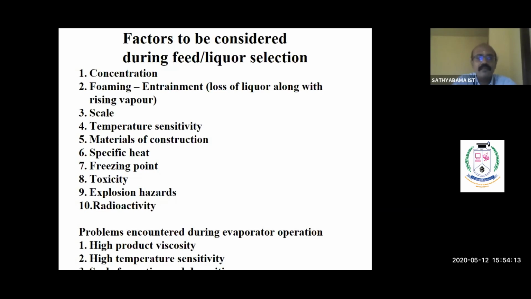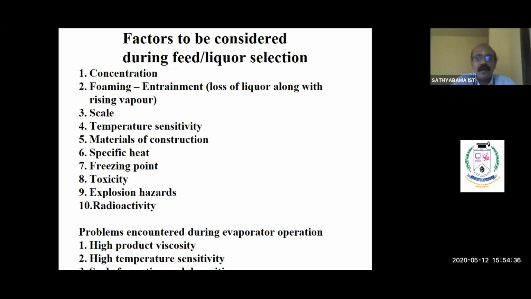Coming to the toxicity, explosion hazards, and radioactivity, we have to choose the feed material in such a way that it should not be toxic, it should not be an explosive hazard, or else it should not produce any kind of radioactivity.